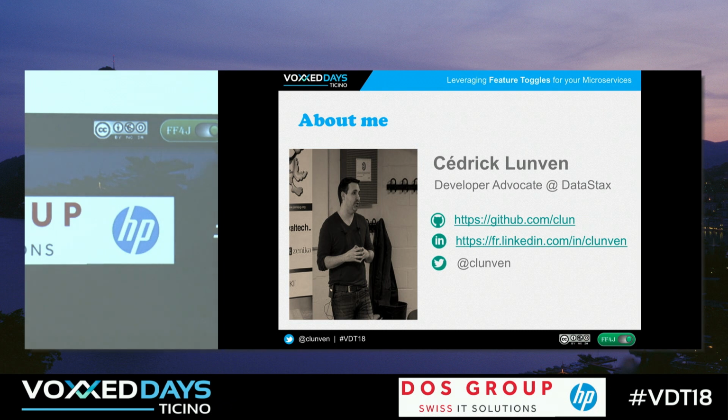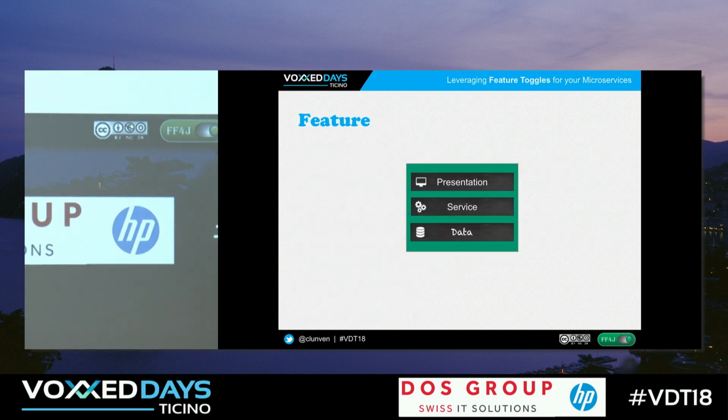Five years ago, I created a framework named FF4J, which is actually an implementation of the feature toggle pattern. Has everybody heard about FF4J by chance? Oh, some hands raised.